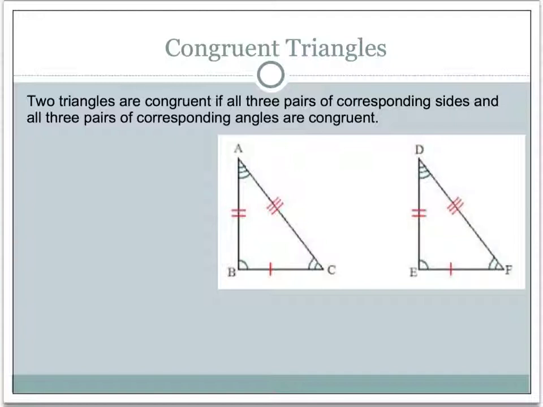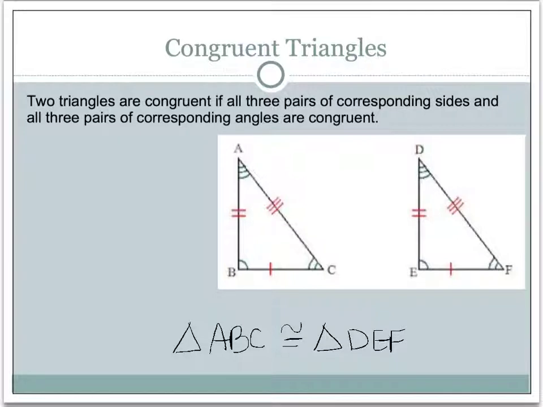We also can very clearly see that each pair of corresponding angles are also congruent. Since all 3 pairs of corresponding sides and all 3 pairs of corresponding angles are congruent, then we know that these two triangles are congruent. So we would state this as triangle ABC is congruent to triangle, check your order, we went A, B, C, so we have to go triangle D, E, and F. And those two triangles are congruent by definition of congruent triangles.